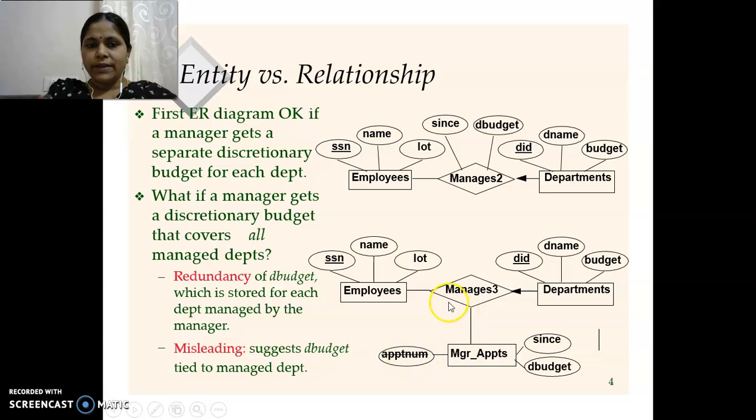So in this way, if a manager gets a separate discretionary budget for each department, then we cannot cover all the managed departments here. Redundancy is occurring in the first ER diagram. In such cases, we will be solving our problem by redrawing the ER diagram in this way.